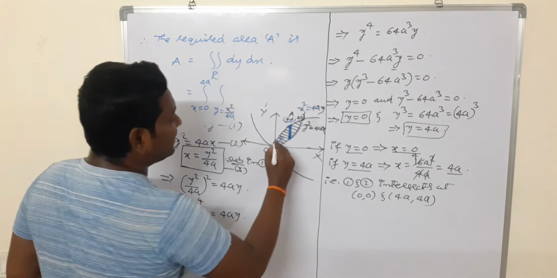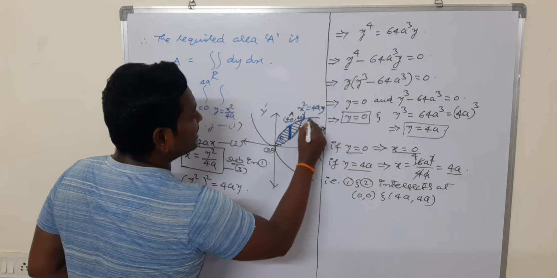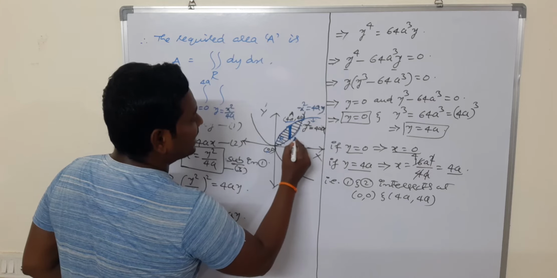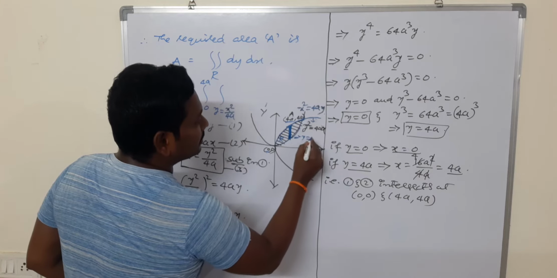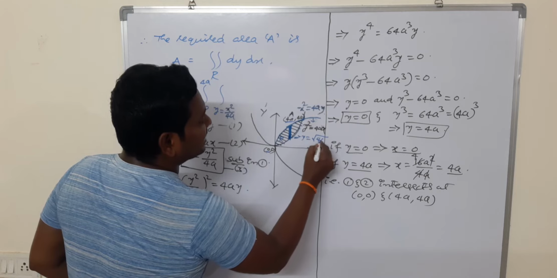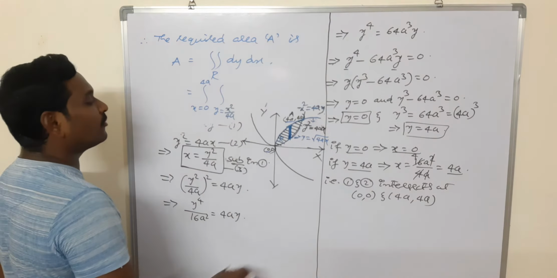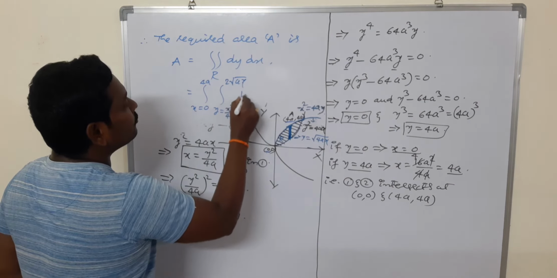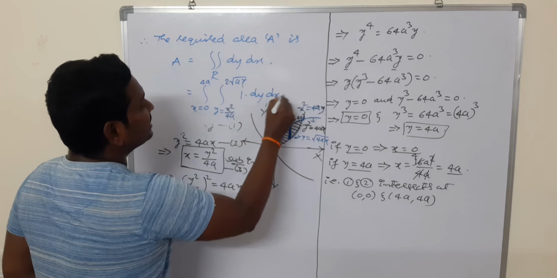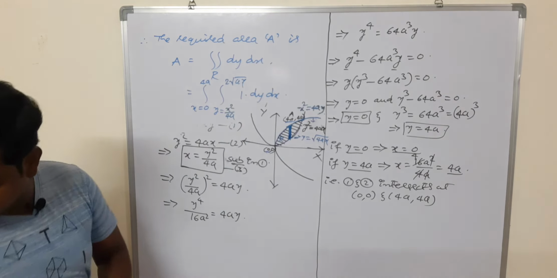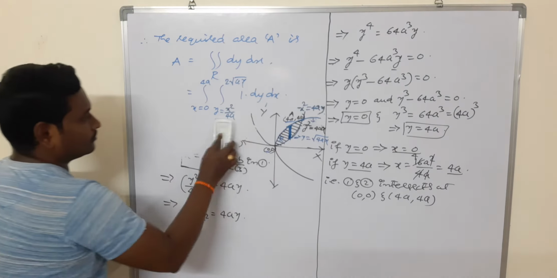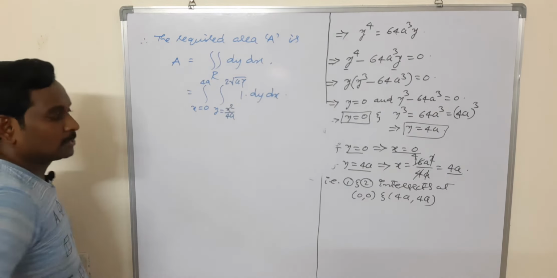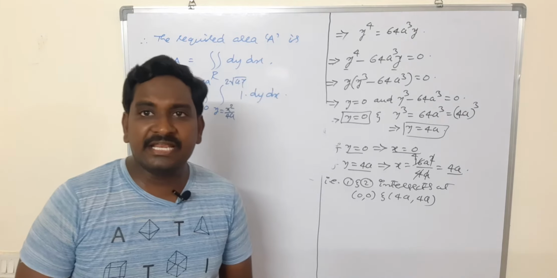And what about upper limit? This upper part gives the upper limit, which is the arc of y square is equal to 4ax. In this, y we get root over 4ax, which is 2 root over ax. So 1 into dy into dx, this is the required area. So it is enough to simplify the integration now.